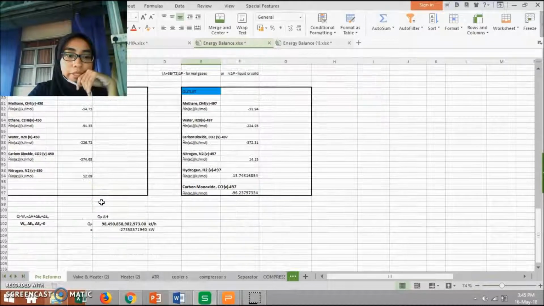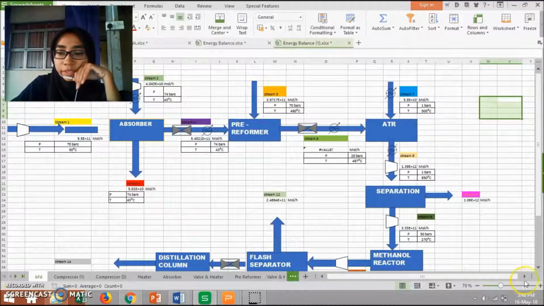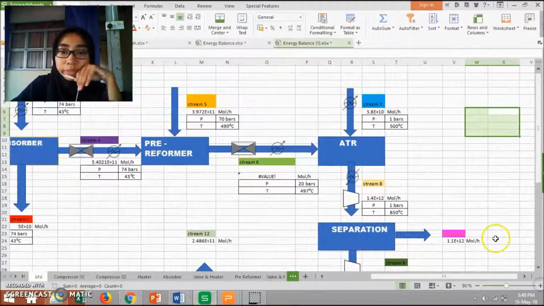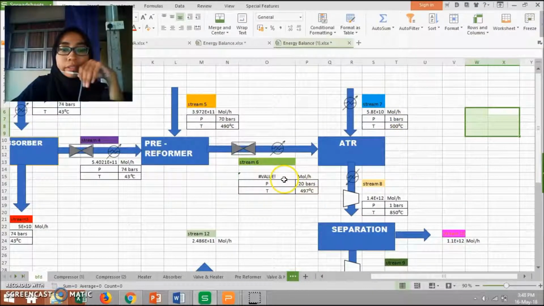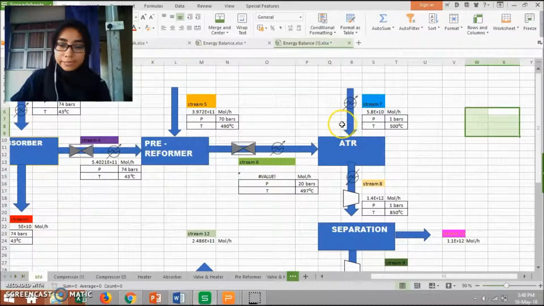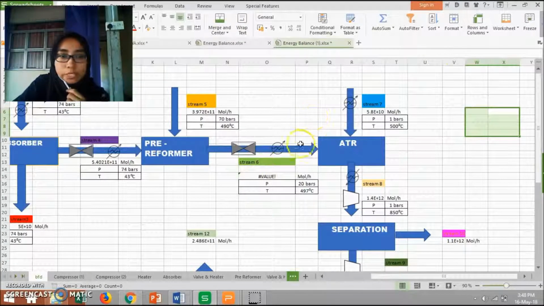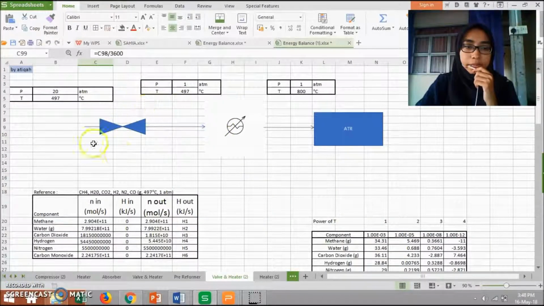By using heat of formation, I have obtained a negative value, which shows that it is an exothermic reaction. So for the third unit, which is the autothermal reformer, there are two inlet streams, which are stream 6 and also stream 7. I'm using one valve and also two boilers to adjust the pressure and the temperature. For stream 6, I have put one valve and also one boiler.